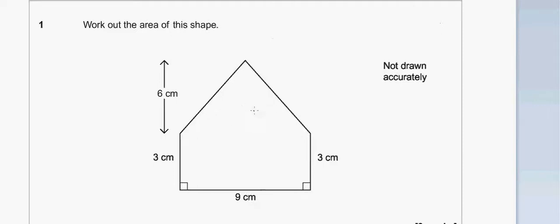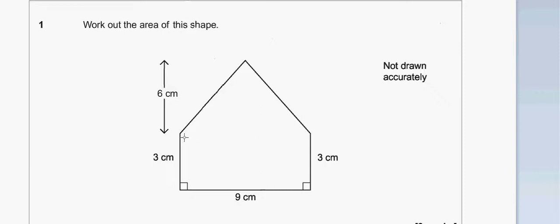Okay, so November 2014 calculator paper. So we have the question, work out the area of this shape. So we've got this shape here and they want the area.